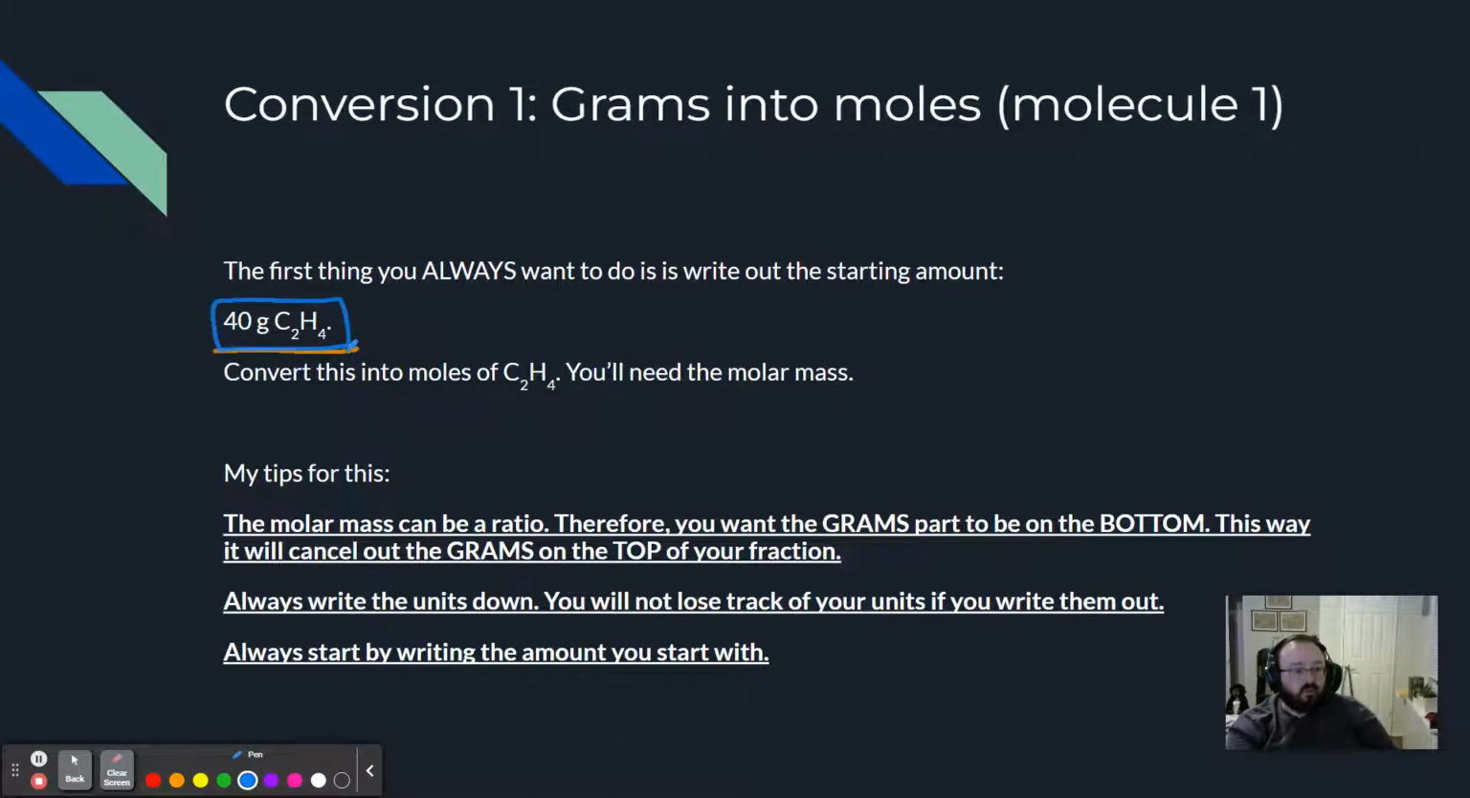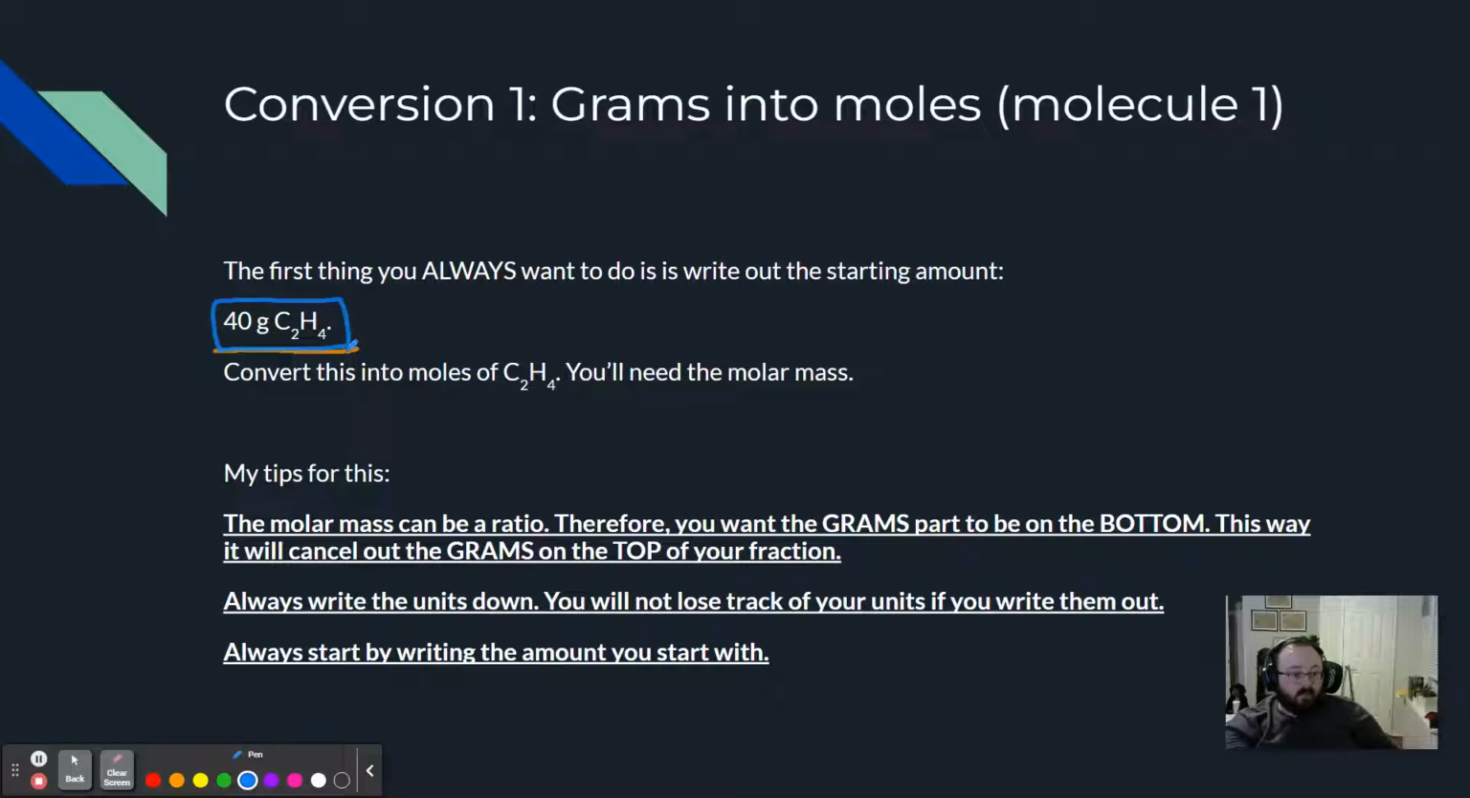Convert this into moles of C2H4. You will need the molar mass. You should have a periodic table with you at all times when you're doing this. I'm going to come in with a lot more copies. I want you to take one home with you. You can also use online resources. ptable.com is the one that I love. It's wonderful. It's actually where I gave you that handout from. But I will give you a handout. You will need the periodic table to get these molar masses.